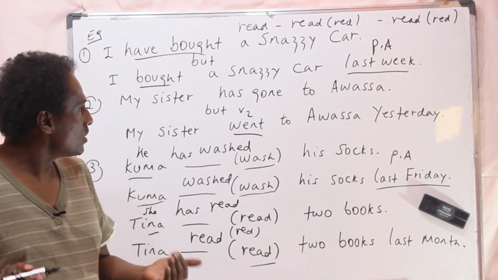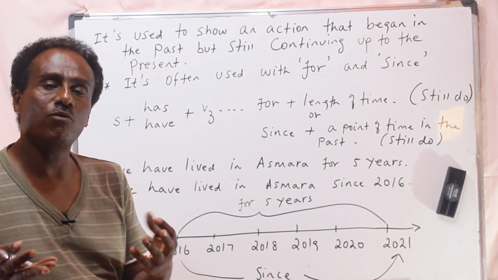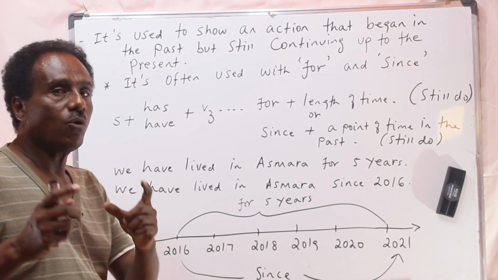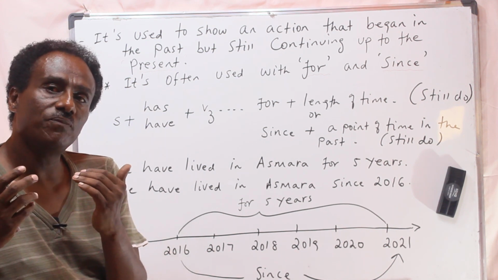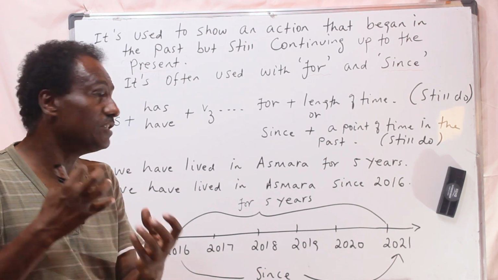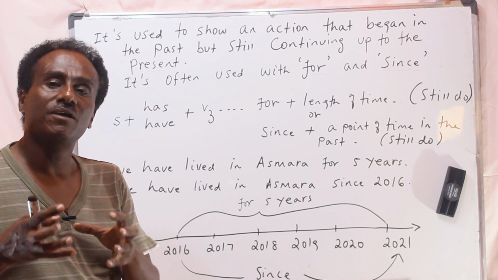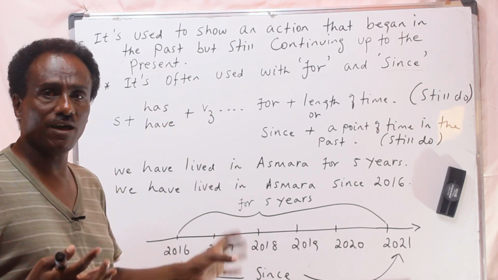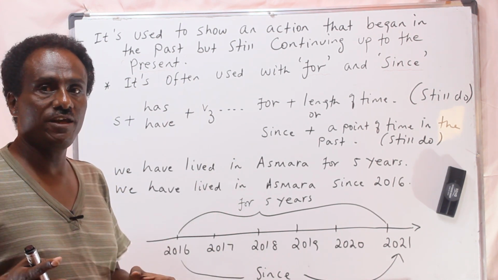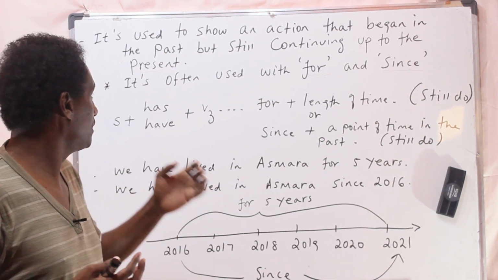Good, okay, let's move to the other rule that we apply for present perfect tense. I want you to give deep attention, a profound attention. It's very important, very useful, okay? I want you to give your heart, your mind to it.